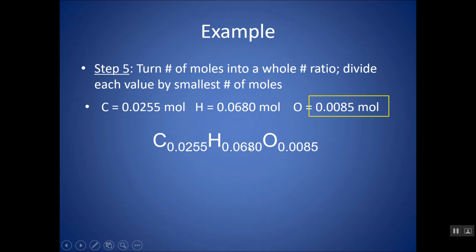So divide by the smallest, because that would make one of our subscripts 1, and we can see what the other subscripts would be based on that. And if I do that, I get C3H8O1. Okay, from here it's really just about manipulation of algebra. If that doesn't work, there's a couple other tools you can look at. Take a look at my previous video on finding empirical formulas.